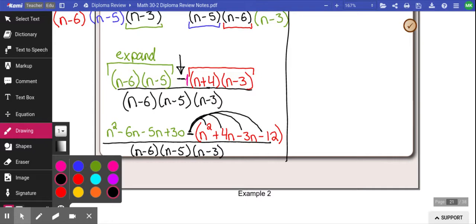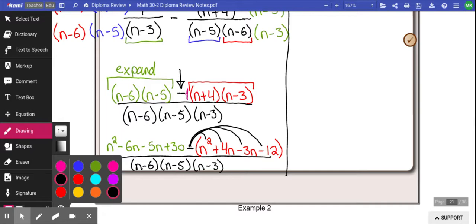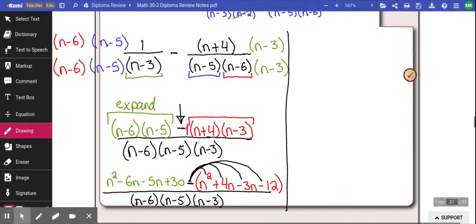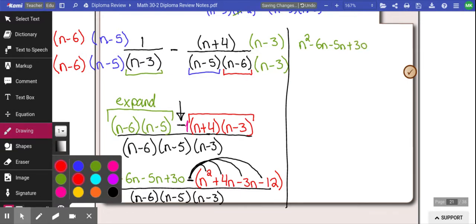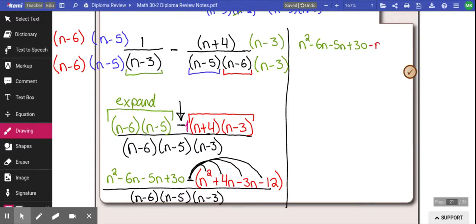When I do that, the green side didn't change at all, so I still have n squared minus 6n minus 5n plus 30. And the red side is now -n squared, -4n, +3n, +12. All the symbols in the red side changed. The denominator has stayed the same: n minus 6, n minus 5, n minus 3.